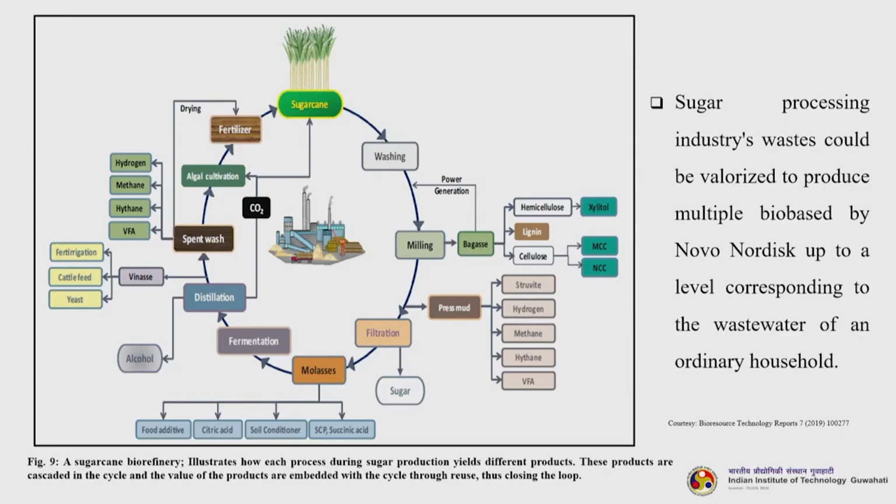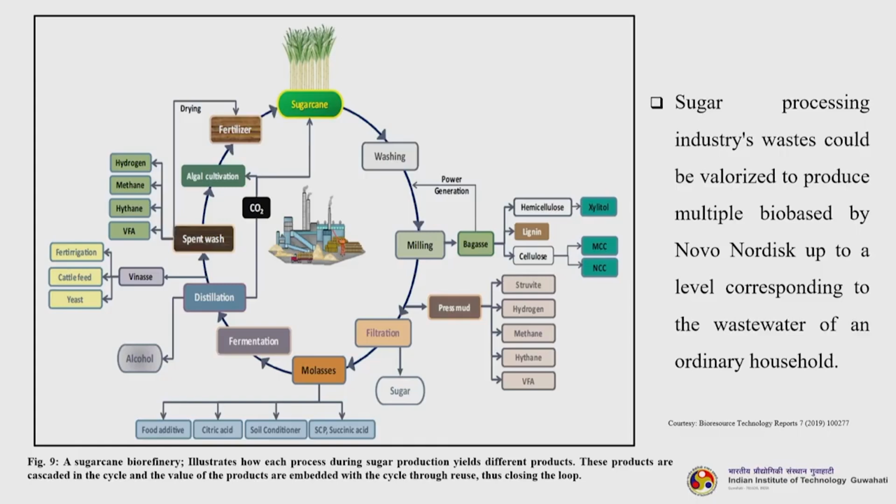You can see how each process during sugar production yields different products. This is very interesting. Let us start with sugarcane washing and milling. After milling, the liquid part goes to filtration, but the bagasse, the solid part, can directly go for power generation, gasification. If not, you saccharify and pretreat it, you get hemicellulose, which produces xylitol. Lignin can be pyrolyzed to get various products and bio oil, and from cellulose you get MCC, NCC.